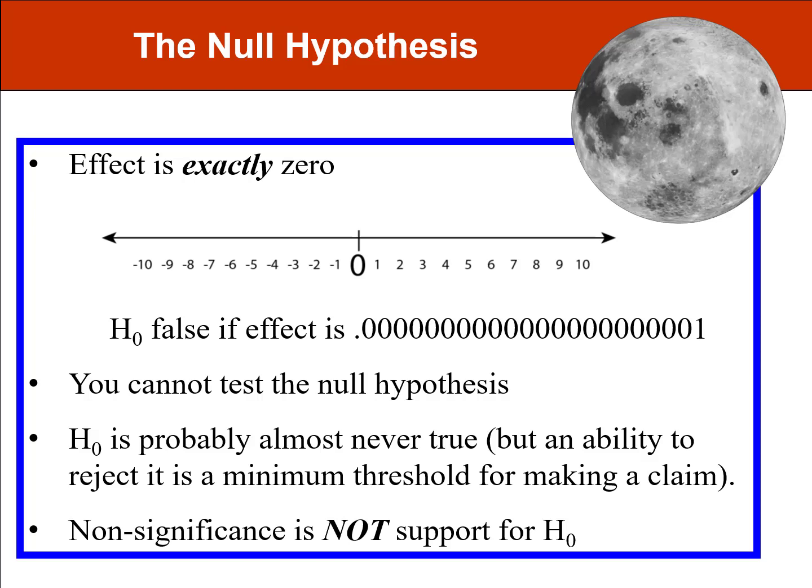Or if I do a study and I plan to calculate a correlation, the null hypothesis is that in the population, the correlation is zero and there's no relationship between the two variables in my study. And the key thing to keep in mind here is that the null hypothesis is that the effect in the population is exactly zero. No more, no less, exactly zero. And zero is an infinitesimally small point on a number line.